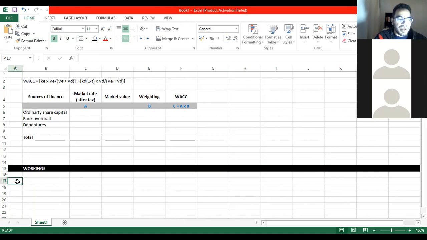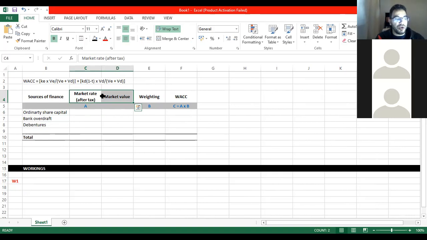So let's start with working 1. The first thing you want to do, you want to see what was given. Remember we want market rate, we want weighting. The weightings were not given. Therefore, in order to get the weightings, we're going to have to calculate market values. So we're looking for those two columns, the market rate and the market value, because the market value will be used to calculate the weighting.